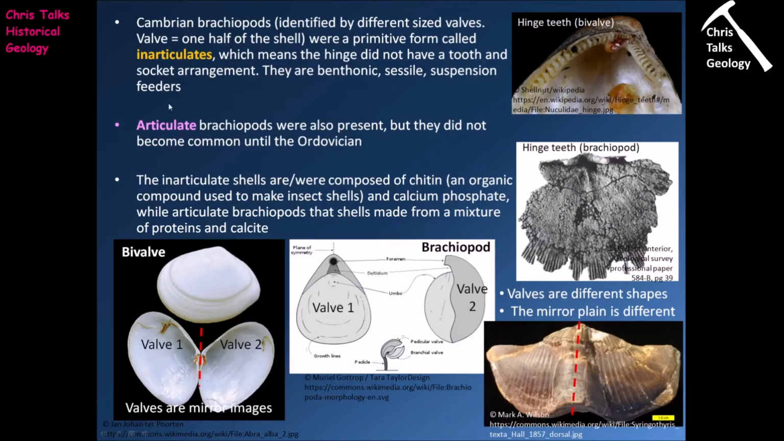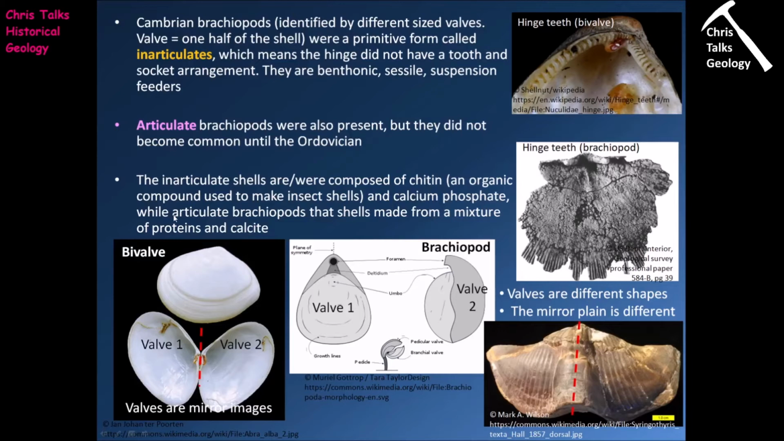Now, in terms of splitting the two up again, we can also look at the chemistry of the shells. Inarticulate shells are composed primarily of chitin, an organic compound, the stuff that's used to make insect shells, and calcium phosphate, the mineral that makes bones, as in human bones. So the inarticulate brachiopods have shells made primarily of calcium phosphate and chitin, a mixture of organic molecules and calcium phosphate.